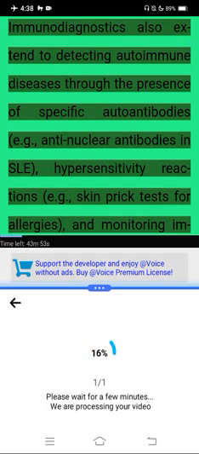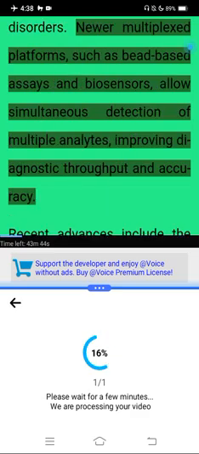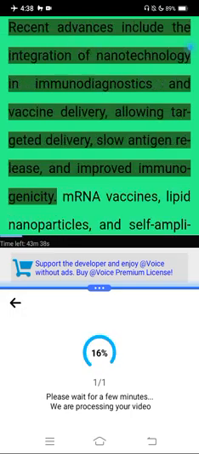Immunodiagnostics also extend to detecting autoimmune diseases through the presence of specific autoantibodies, e.g., anti-nuclear antibodies in SLE, hypersensitivity reactions, e.g., skin prick tests for allergies, and monitoring immune function in transplant patients or immunodeficiency disorders. Newer multiplex platforms, such as bead-based assays and biosensors, allow simultaneous detection of multiple analytes, improving diagnostic throughput and accuracy.